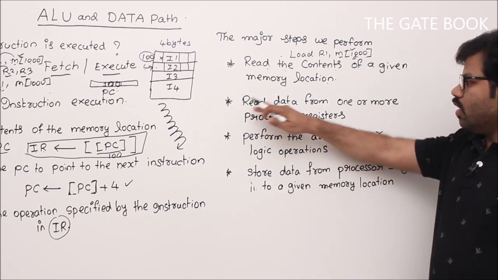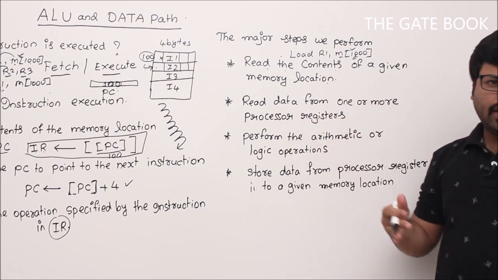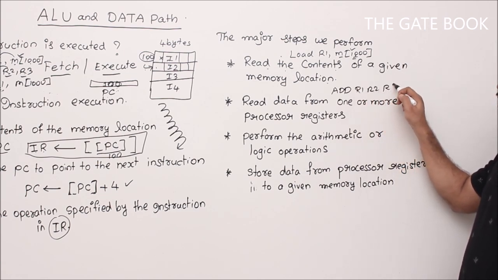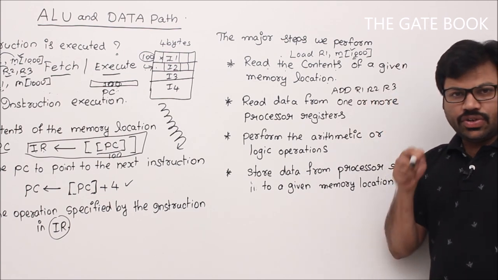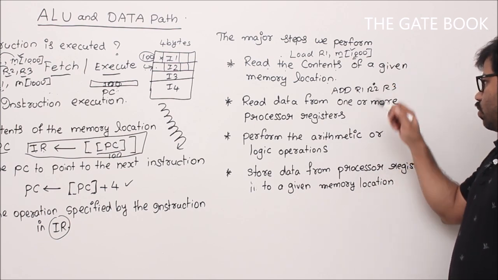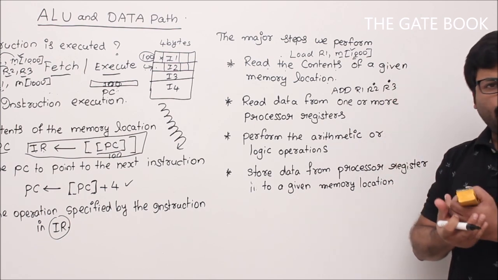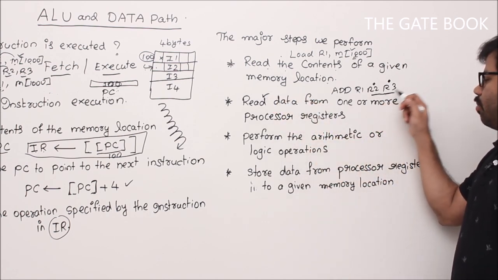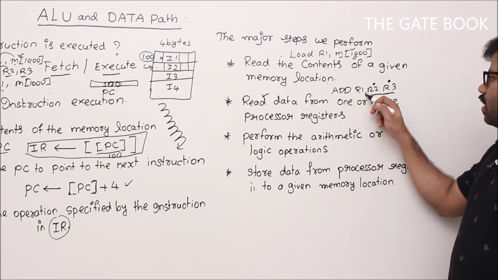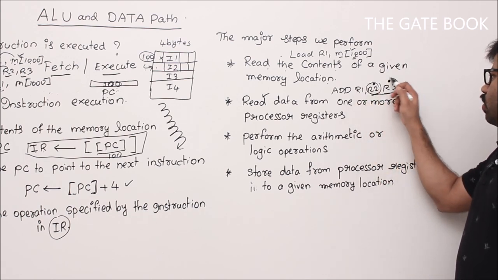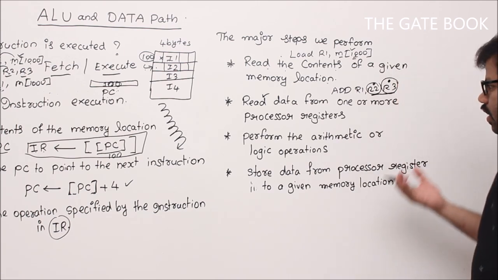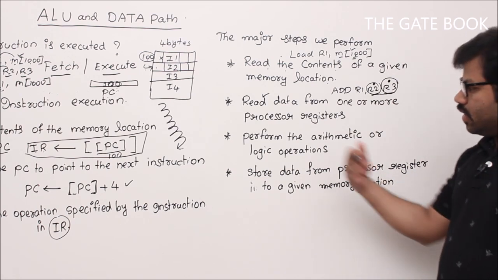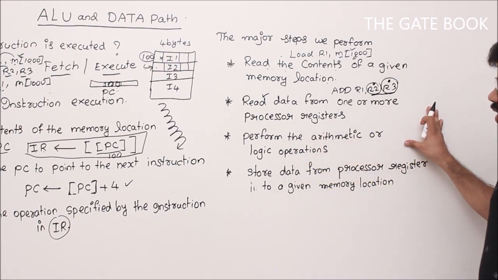Otherwise, you will be reading the data from one or more processor registers. For example, let's say you are doing addition, add R1, R2, R3. Then what are you going to do here? Execution means read the value in R2, read the value in R3 first, and after that do the addition, correct? So one of the typical operations you will be performing in add R1, R2, R3 is reading the values in register R2 and register R3. Without that, can you do it? No. Third thing, perform the arithmetic or logic operation in the ALU.